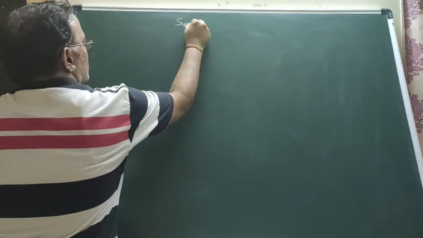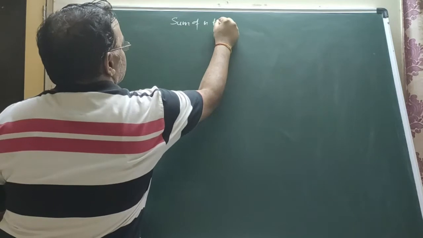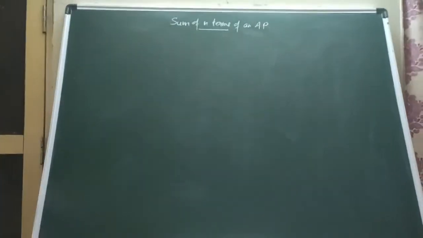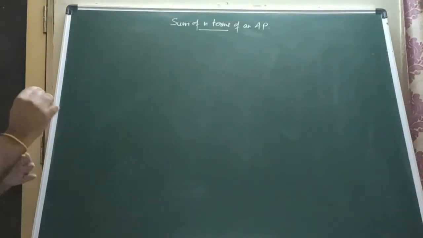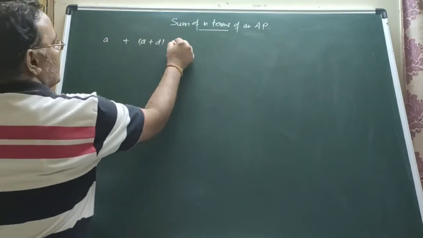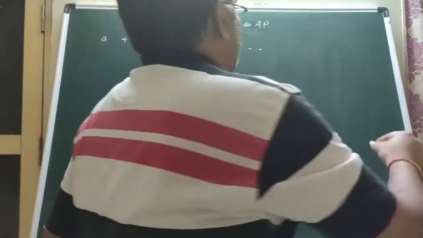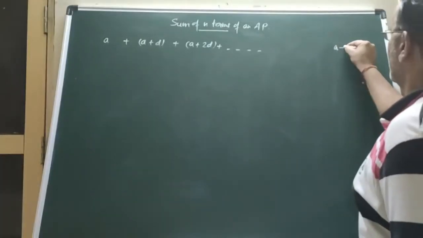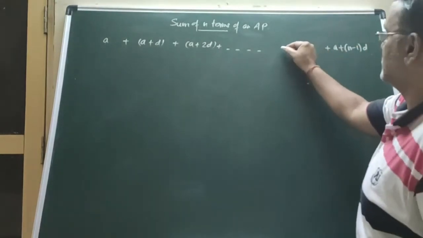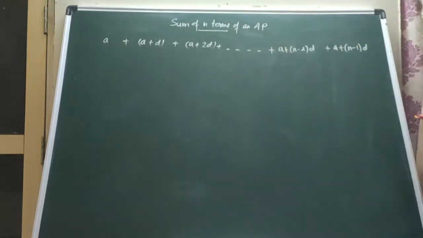Our topic today is sum of n terms of an AP. Okay, so first n terms क्या होगा एपी का? a plus a plus d plus a plus 2d plus so on. The last term will be a plus n minus 1 into d. This is the nth term. इससे पहले क्या होगा? a plus n minus 2 into d, right?